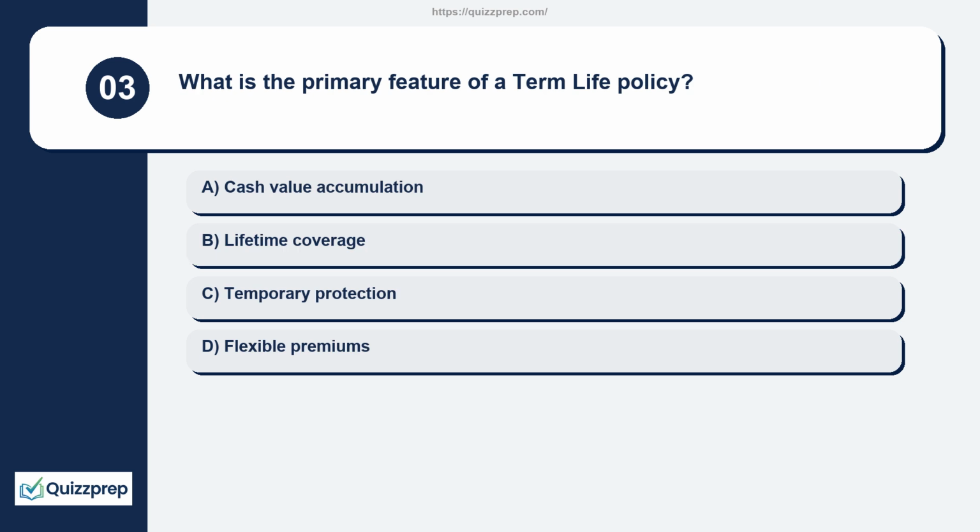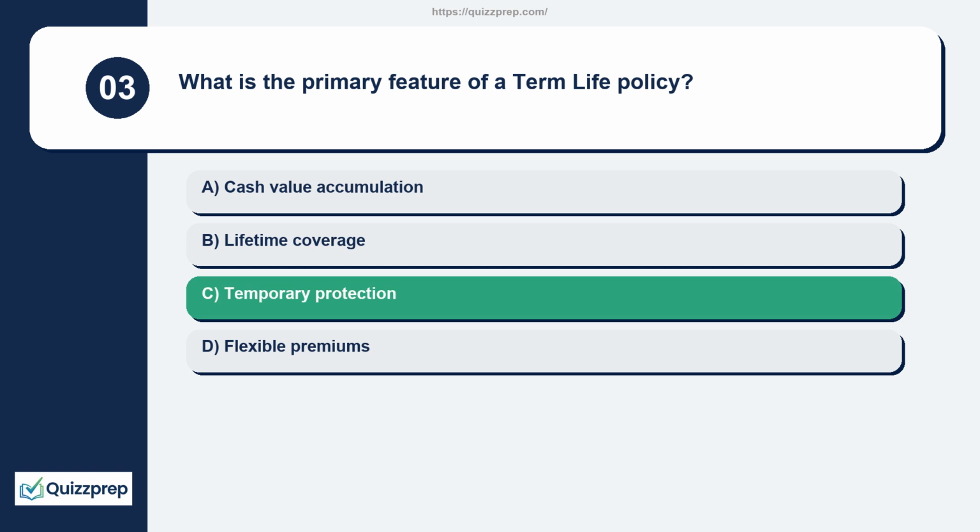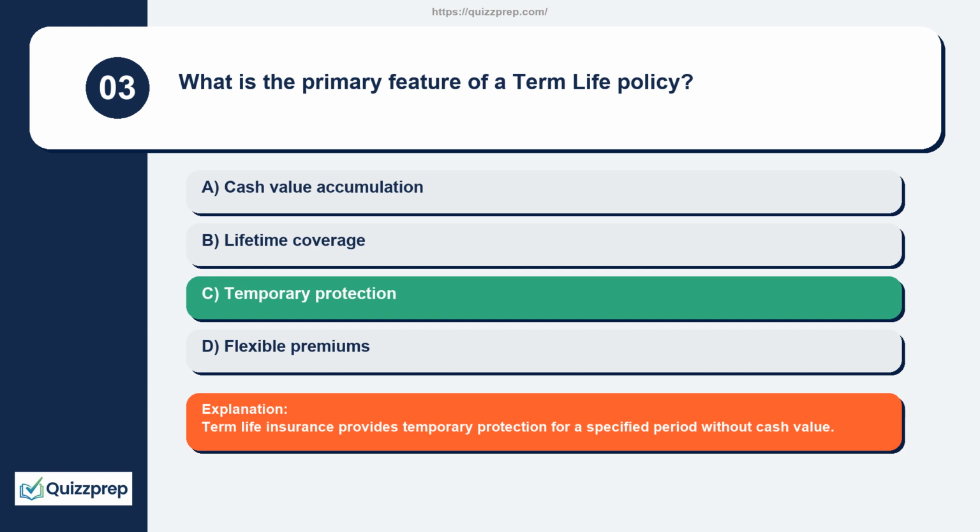Question 3. What is the primary feature of a term life policy? Cash value accumulation, lifetime coverage, temporary protection, flexible premiums. Term life insurance provides temporary protection for a specified period without cash value.